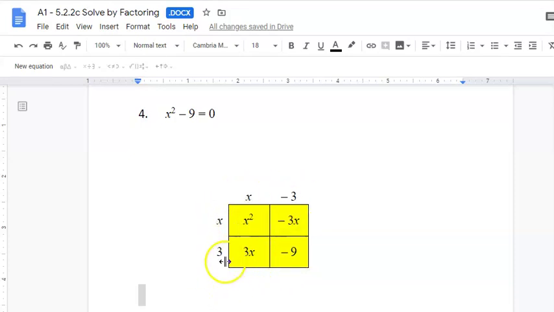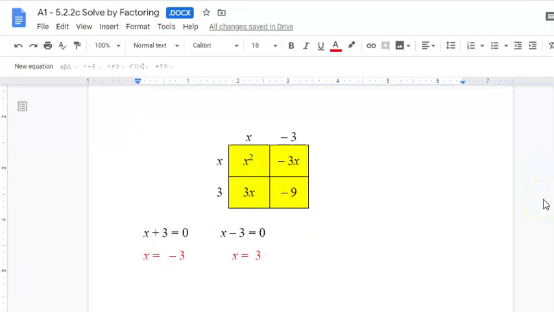That's because the bottom row has a common factor of 3, the top row has a common factor of x, the left column has a common factor of x, and the right column has a common factor of negative 3. Next, set each factor equal to 0 and solve. And finally, our last 2 solutions will be x is equal to negative 3. That's because we subtract 3 to solve x plus 3 equals 0. And then x is equal to positive 3. That's because we add 3 to isolate the x in the second equation.